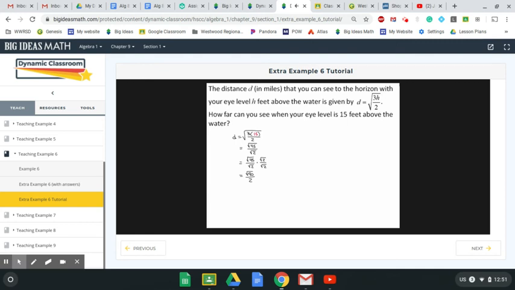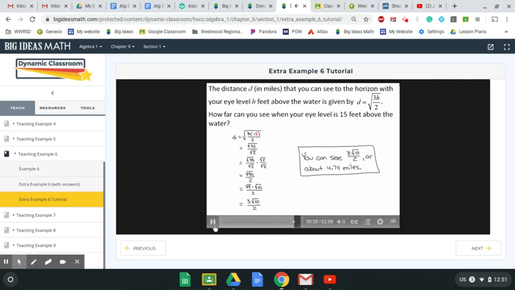Then use the product property of square roots to rewrite the numerator as the square root of 9 times the square root of 10. Because the square root of 9 equals 3, the equation simplifies to d equals 3 times the square root of 10 divided by 2. So you can see 3 times the square root of 10 divided by 2, or about 4 74/100 miles.